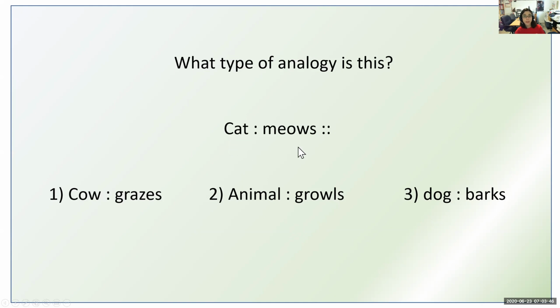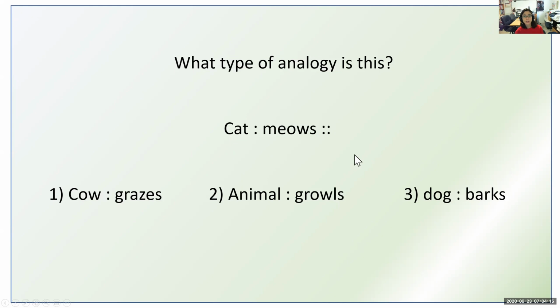So I've got cat meows. So what do cat and meow have in common? Like what connects them? Well, meowing is the sound that a cat makes. That's going to be our main clue, the sound that the animal makes. So if a cat meows, would cow grazes fit into there? Not really, because grazes is something that a cow does, but it's not a sound that it makes. So let's take a look at our last option. Dog barks. Well, barking is a sound that a dog makes, so that could fit.